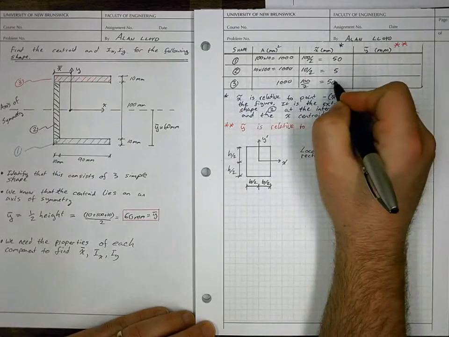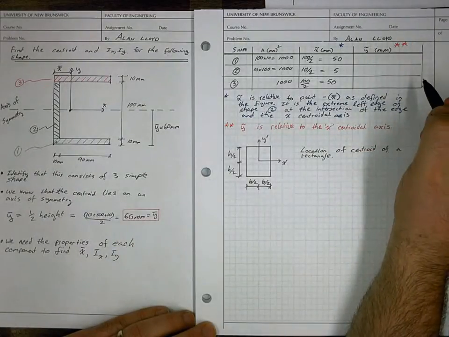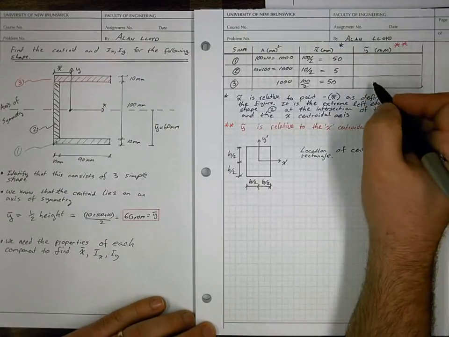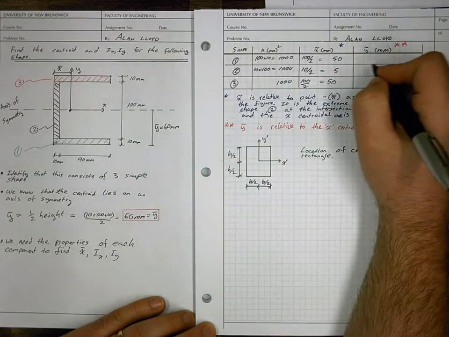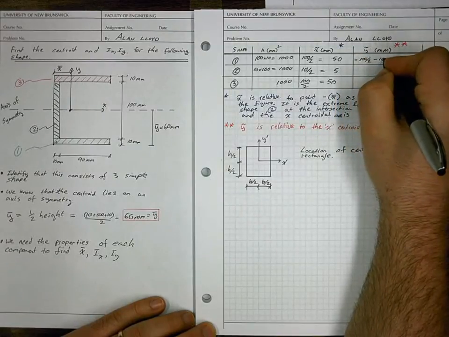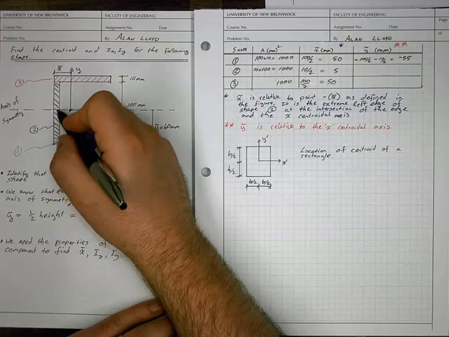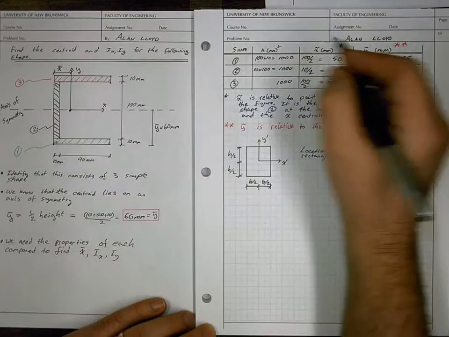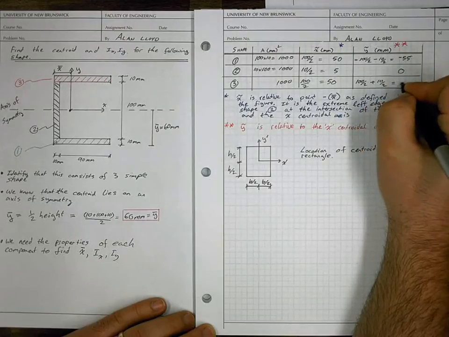And then y tilde is the centroid of each subcomponent with respect to the x centroidal axis. So that's defined here. That means to get to shape 1, we need to go down 50 and then 10 over 2. So we're going to be at minus 100 over 2 minus 10 over 2, which is equal to minus 55. To get to the centroid of shape 2, we'll just be at 0. And to get to the centroid of shape 3, we're going to be at 100 over 2 plus 10 over 2, which is equal to 55.